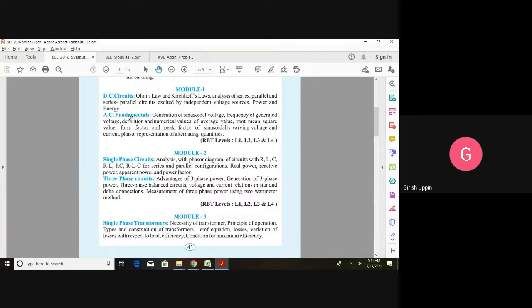In the second module, AC fundamentals, the most important questions are the derivation of the average value of the alternating quantity and the derivation of the RMS value, the root mean square value. There are two derivations. Please remember that it is very important. Write in your own way or refer to any book.